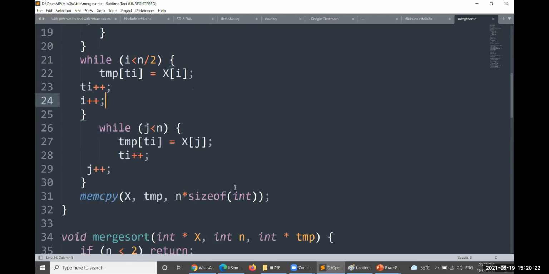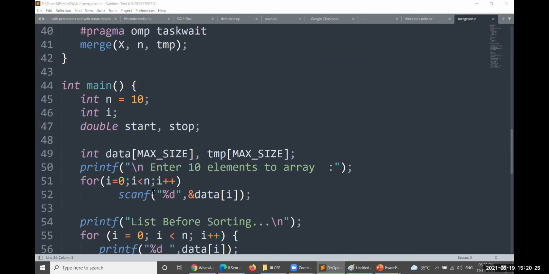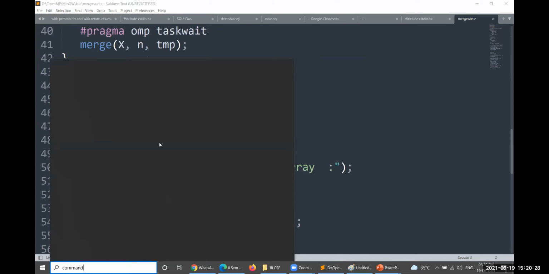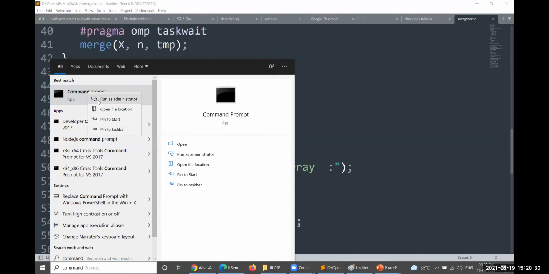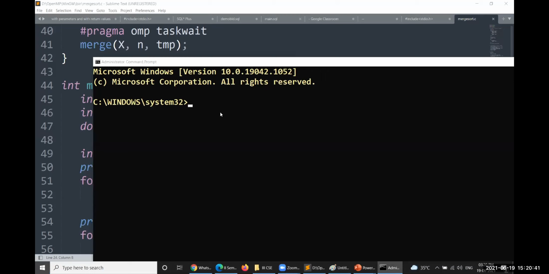Let me execute for a while and you will see. And open this particular command in administrative mode. You have to open this particular thing. So here D colon, MinGW colon. Open and cd mingw, cd bin.